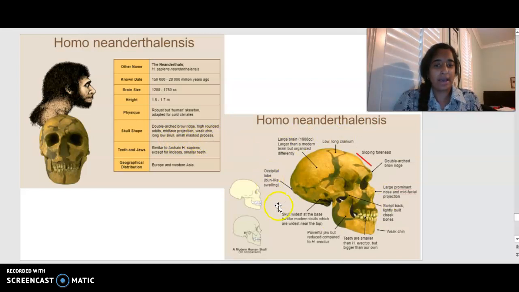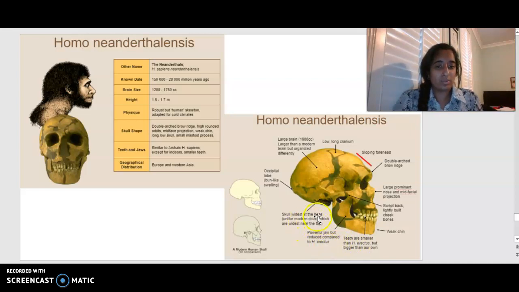So in terms of looking at the features of the skull, they're becoming a lot more alike to what we're familiar with. There's more of a sloping forehead, a low, long cranium, the double-arched brow ridge. The nose is now also becoming a lot more prominent and larger. Like I mentioned, the chin, the teeth, again, they're smaller than the Homo erectus, but still bigger than what we know them as, and a powerful jaw, but reduced compared to the Homo erectus.